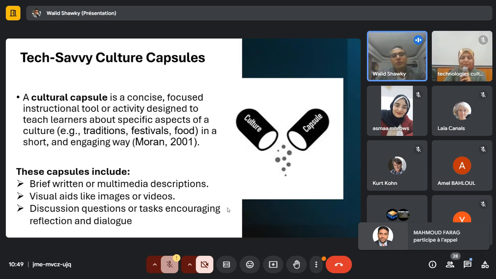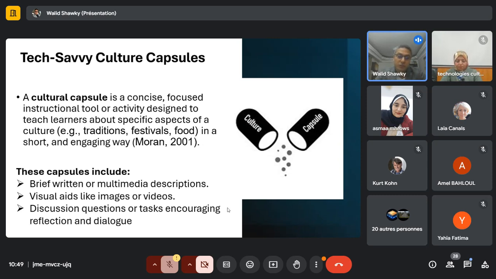So the cultural capsule, as we mentioned, is a concise, brief and focused instructional tool. Okay, it's some kind of activity that the teacher can use at a specific time with his class to enhance the students' learning. We need to provide our students with a tool that initiates discussions and helps students to talk in a specific context, and it has to be related to the course book.